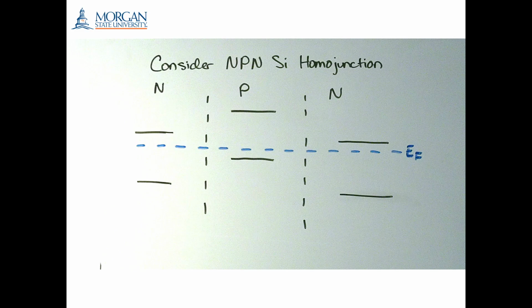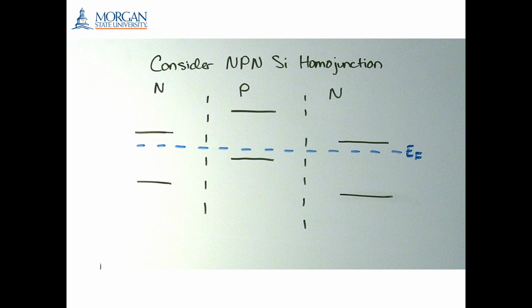Those built-in charges change the local Fermi energy, changing where the electrons and holes sit. Therefore, it changes the local Fermi energy level. We use band bending to determine the directions in which electrons and holes would prefer to flow. This is very important for both chemistry and for devices. So consider an NPN silicon homojunction.